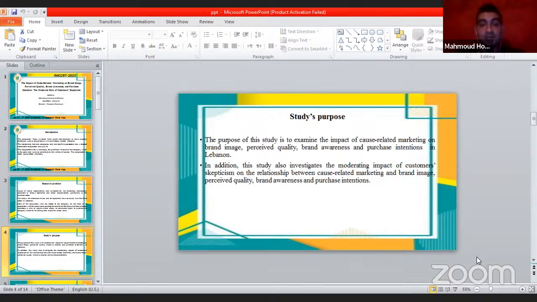Skepticism is a very important problem and issue, when individuals think that this campaign is only to obtain profit for the organization or to enhance their image. Thus, it's important to investigate these issues.